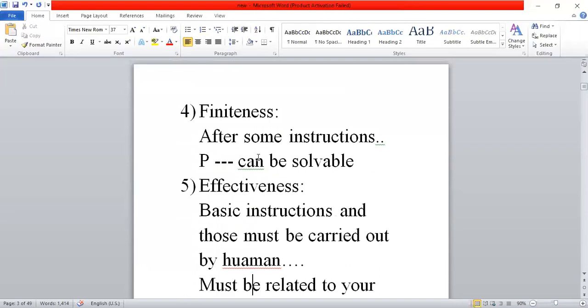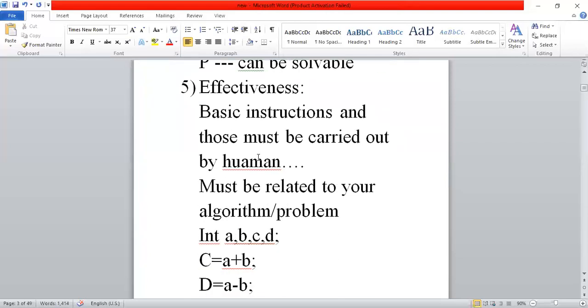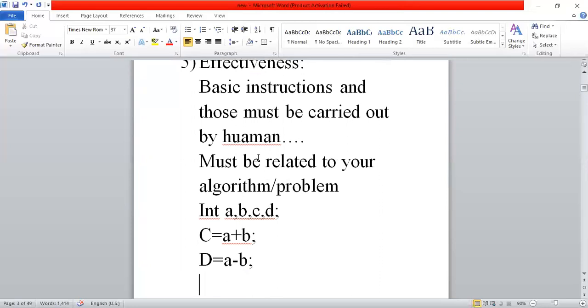And the next property is finiteness. The algorithm must terminate after some steps or instructions. It is possible only if the problem is solvable. Solvable problems always require only a finite number of instructions. That is finiteness. And the last property is effectiveness. Your instructions should be basic instructions, and they must be carried out. Whatever instructions you include must be related to your problem or algorithm.